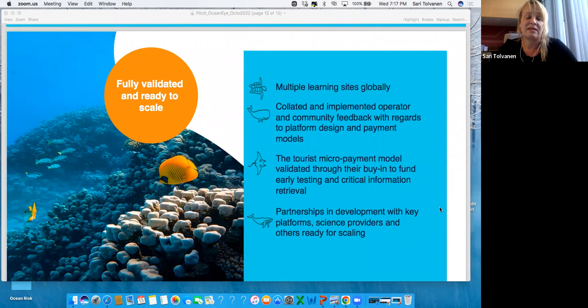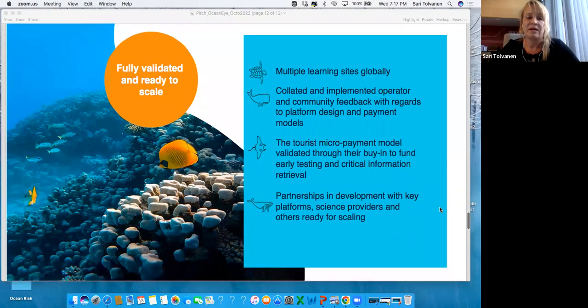and just testing how to best make the platform work fast and not take too much time from anyone, and how to get rid of replication and all kinds of small tweaks that you need to do as you develop the product. And we've also been looking at developing partnerships with key platforms, science providers, and others ready for scaling. That definitely is only in its initial steps, which is why I'm really pleased that I have the opportunity to present to you.